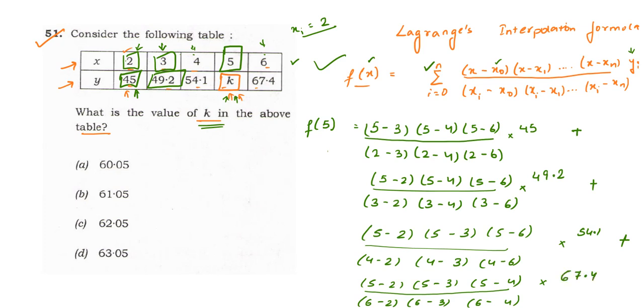So this is our basic equation. Once we solve this equation, we will get the function of the x value of 5, which will be the value of k, the required value. So we need to solve this further.